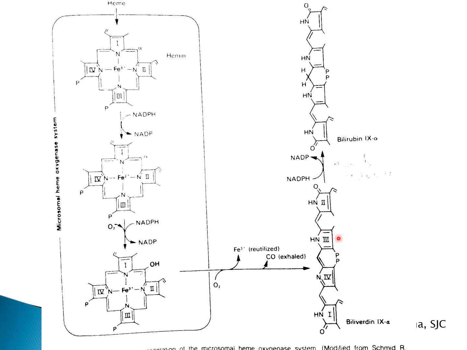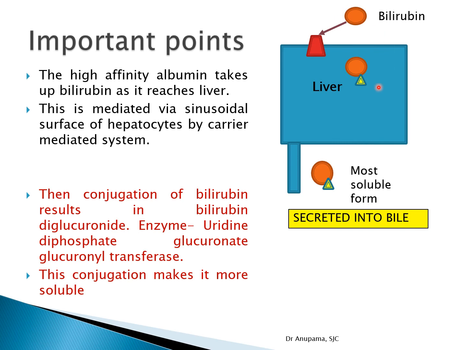Now this is further reduced to form bilirubin. So here we have the bilirubin, which enters the duodenum via the biliary duct in the bile. The important point we have to study here is the transport of this bilirubin. We have high affinity albumin which takes up the bilirubin, and as it reaches the liver it is taken up. This is mediated via sinusoidal surfaces of the hepatocytes by a carrier mediated system. So it enters the liver.